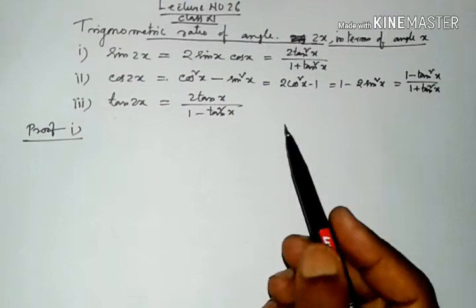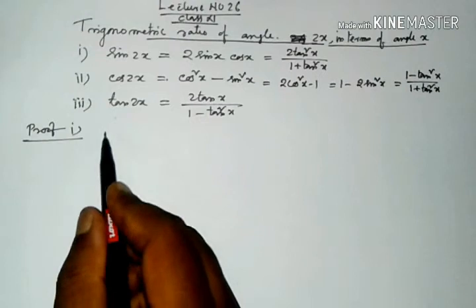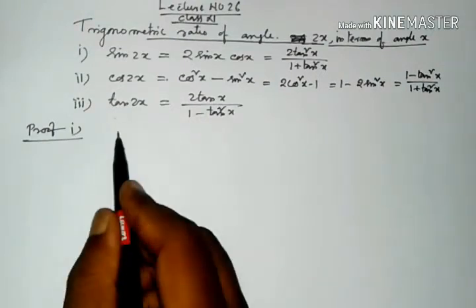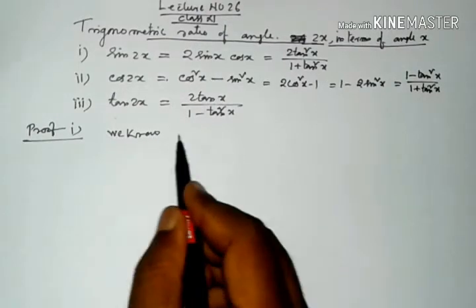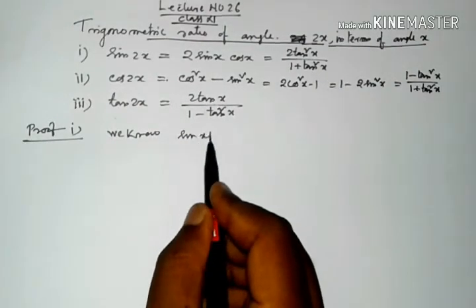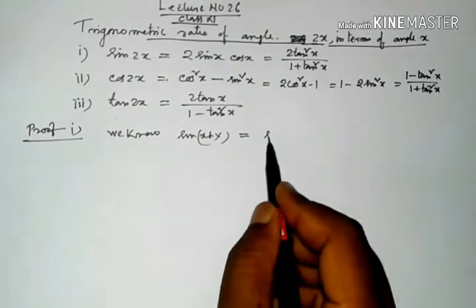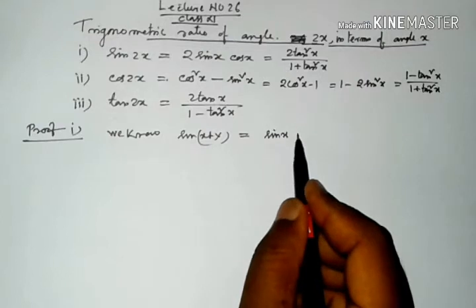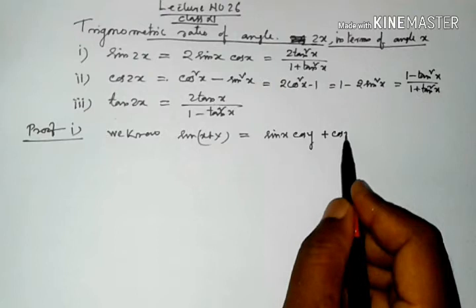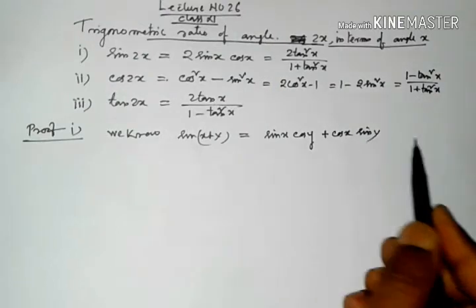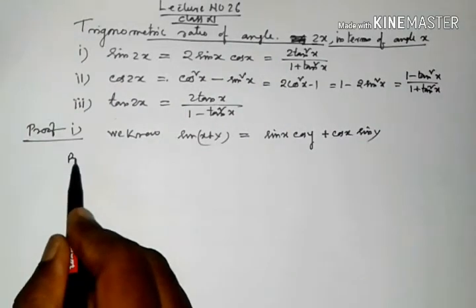Now we have proved it. At first, sin 2x. Proof 1. We know, in the last class I have discussed, sin of x plus y is equal to sin x cos y plus cos x sin y.